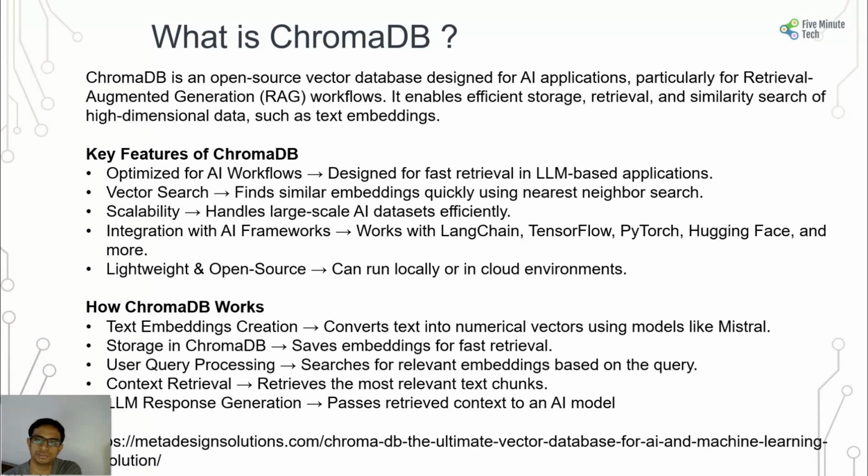The key features of ChromaDB: it is optimized for AI workflows. It has vector search. It has high scalability. It integrates with AI frameworks and is lightweight and open source.